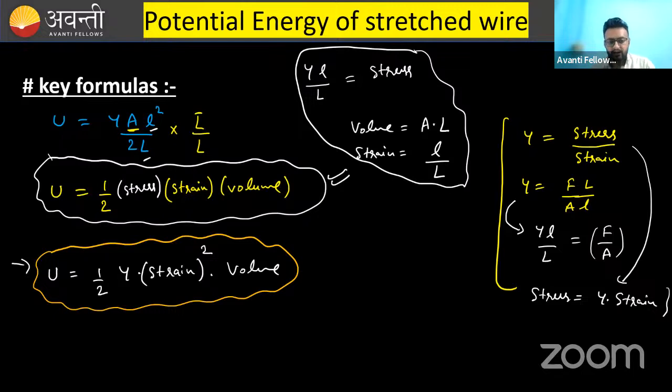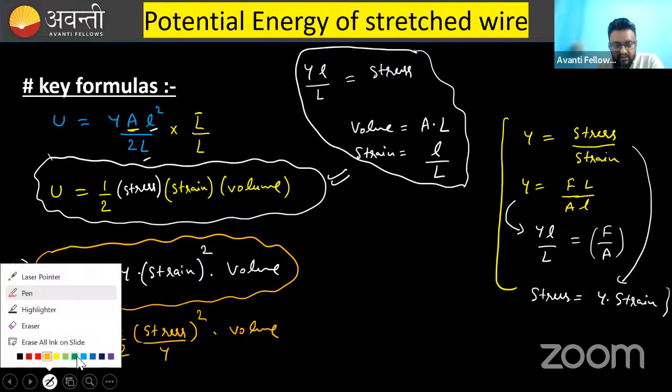Now in the third part, what can we do? We can change the strain in terms of stress. If you change the strain in terms of stress, then what will we get? Strain is equal to stress over Y. So again, you can write U is equal to 1 by 2. Stress is already there, so it will become stress square divided by Y into volume. So these are the three relations.